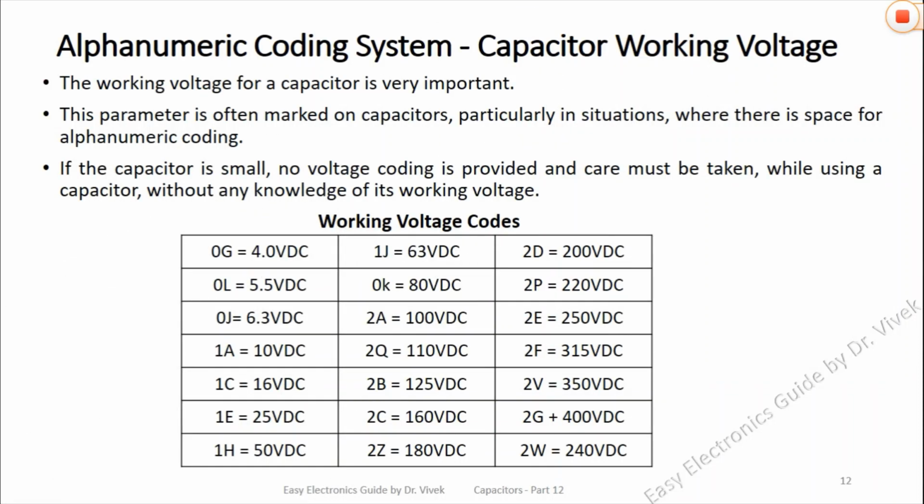The working voltage for a capacitor is often marked on capacitors, particularly in situations where there is space for alphanumeric coding. If the capacitor is small, no voltage coding is provided. This table shows the working voltage codes.